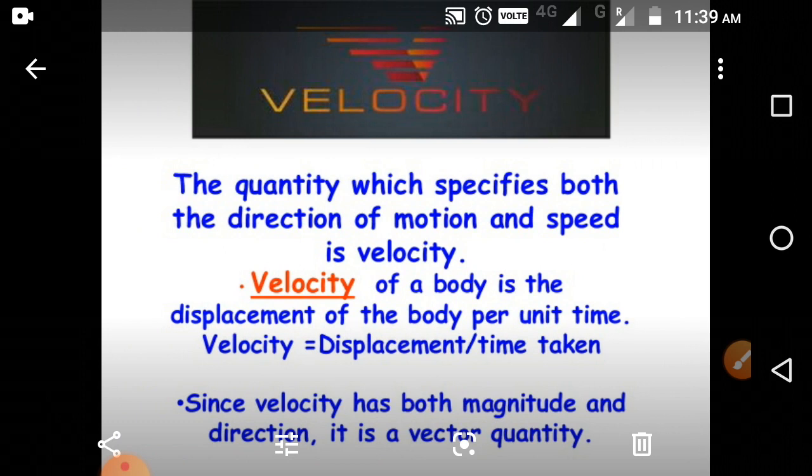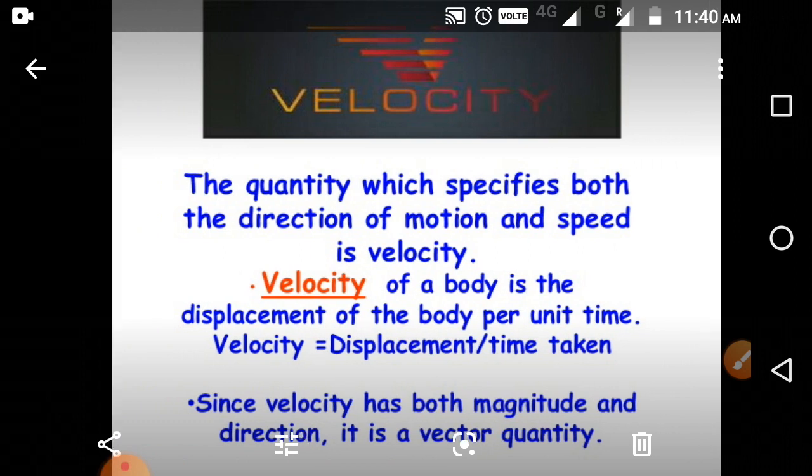Velocity will have both magnitude and direction. Then what kind of quantity will it be? It will be a vector quantity. We discussed this in the previous class. If a quantity has both magnitude and direction, we call it a vector quantity, right?